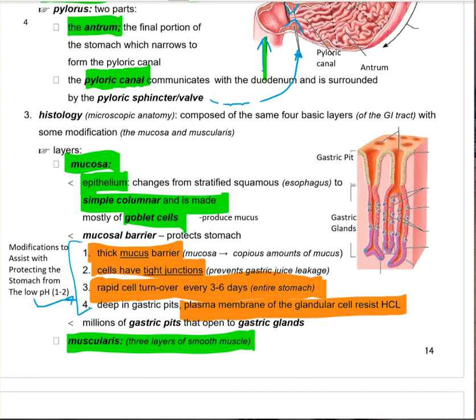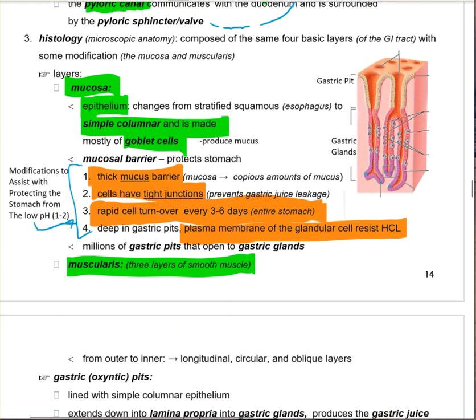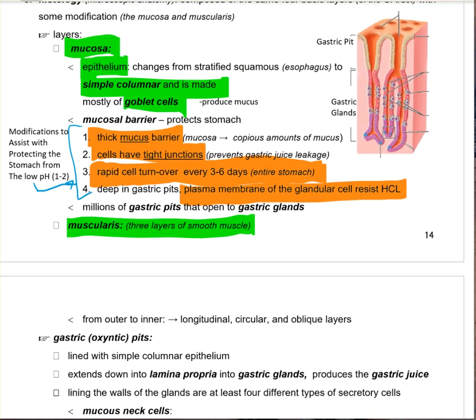All of these things allow the stomach to have a low pH environment, and the cells can still survive. Okay. Now the pits that are there open down into these gastric glands. You can see those below, and we'll talk more about those gastric glands probably next time. I don't know if we're going to get to it today.